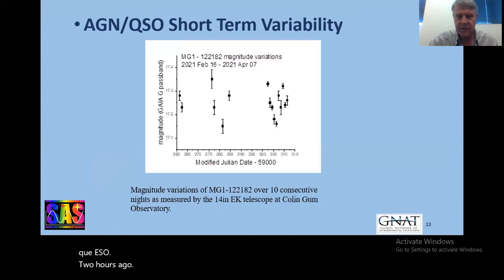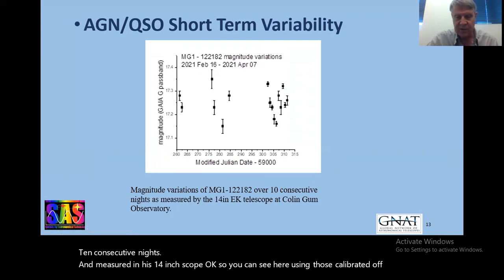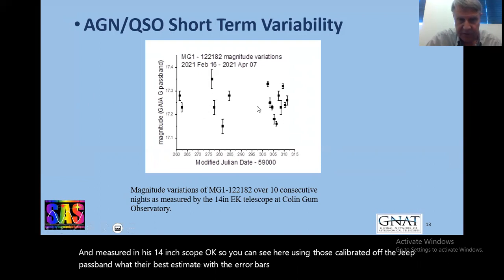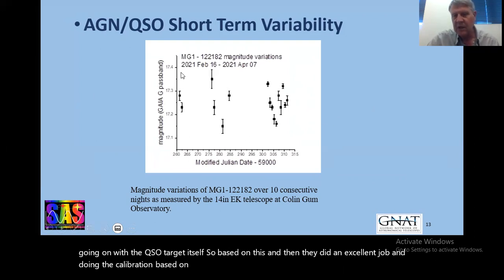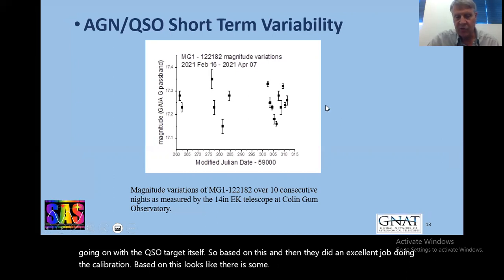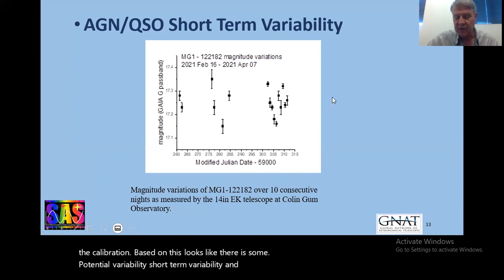And then here are results across 10 consecutive nights, measured in his 14-inch scope. You can see here, using those calibrated off the G passband, our best estimate of what the error bars are for the magnitude variation going on with the QSO target itself. Andy did an excellent job of doing the calibration. Based on this, it looks like there is some potential short-term variability in this target that we can detect.